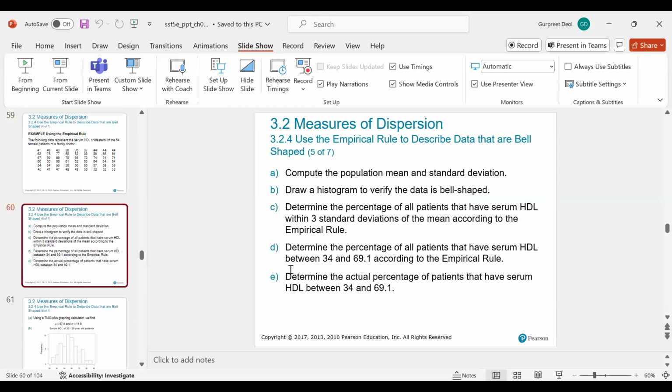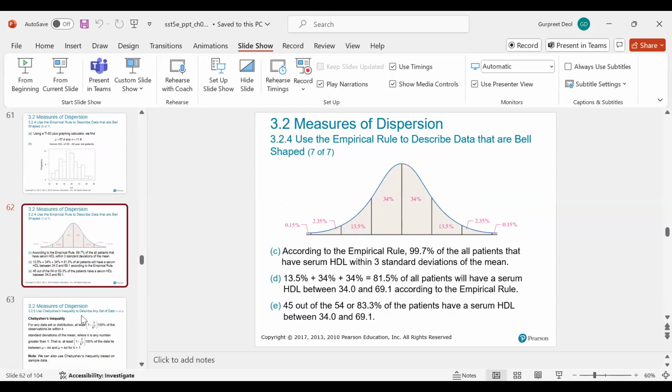The E part is asking, determine the actual percentage of the patients that have serum HDL between 34 and 69.1. It seems very similar to the last question, but they're saying actual percentage. So they're saying how many patients in the data are between 34 and 69.1 in the actual. And the actual means in the real.